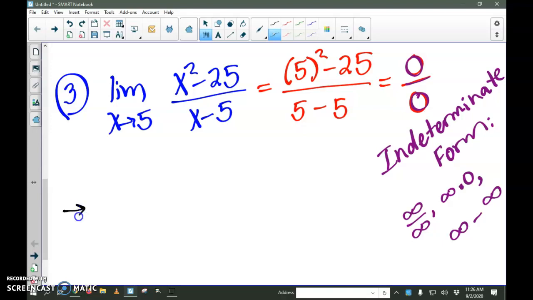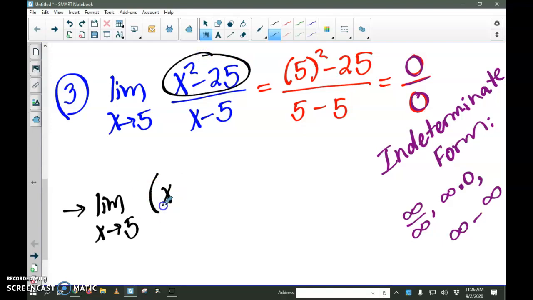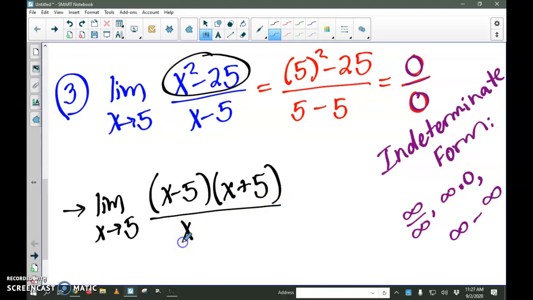I'm going to go ahead and start at the beginning and rewrite my limit. But this time I'm going to manipulate my function by factoring that numerator. Remember, that is a difference of perfect squares. So x squared minus 25 factors into x minus 5 times x plus 5. And I still have this divided by x minus 5.